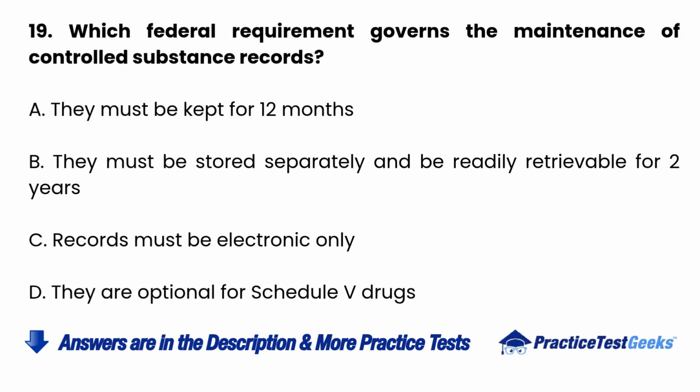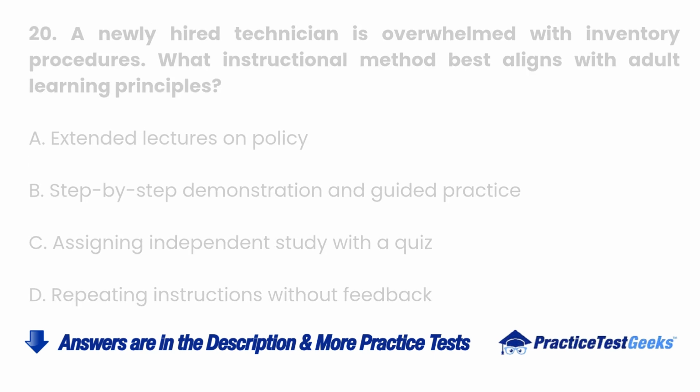19. Which federal requirement governs the maintenance of controlled substance records? A. They must be kept for 12 months. B. They must be stored separately and be readily retrievable for 2 years. C. Records must be electronic only. D. They are optional for Schedule 5 drugs.